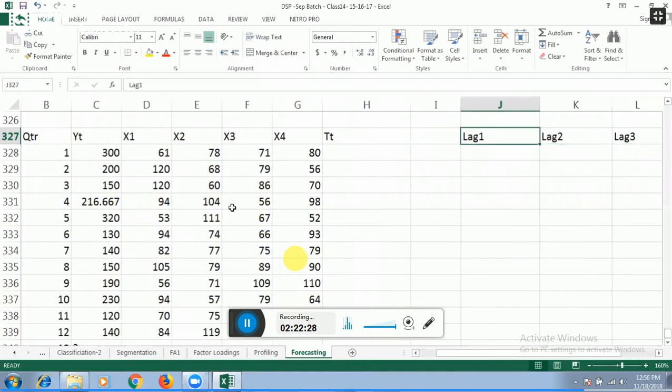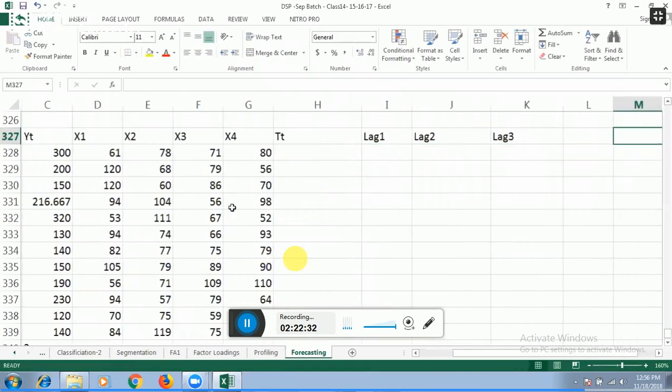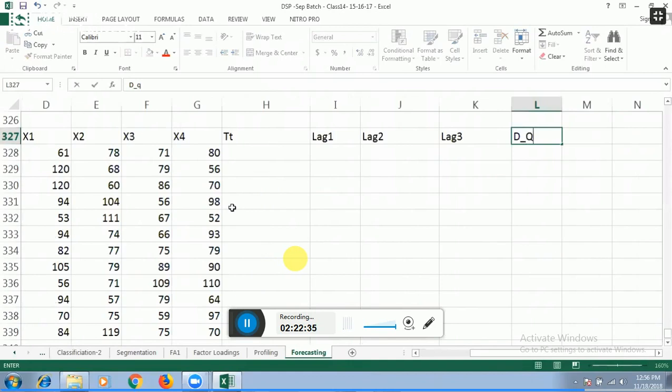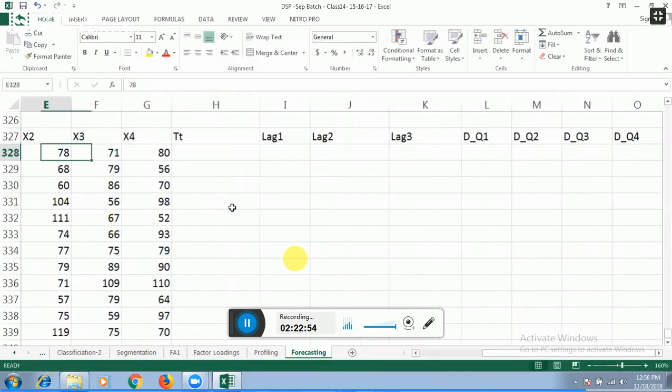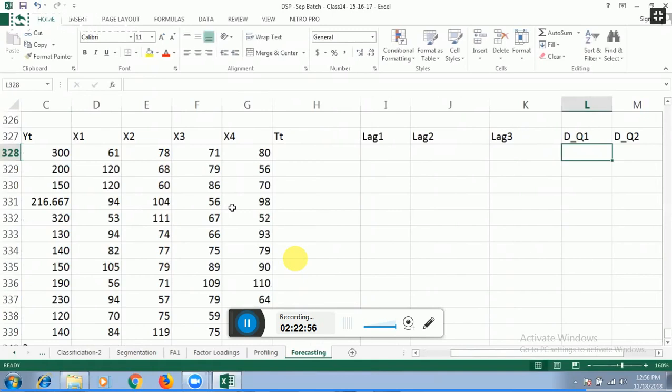Otherwise, what you can do is capture the seasonal component with a dummy for quarter 1, dummy for quarter 2, dummy for quarter 3, dummy for quarter 4. For the quarter, I'm giving a 1 and the rest all 0. Do you agree with me or not? So like this, if the data is quarterly, I can do this.